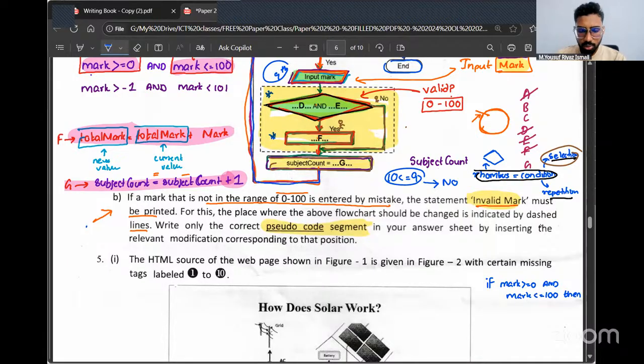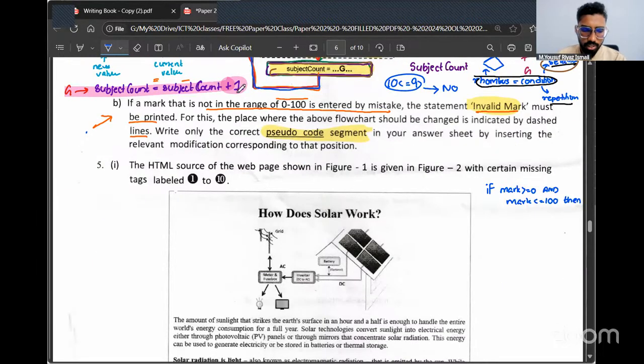There's no space, so I broke it into two lines. If marks is greater than or equal to 0 and marks is less than or equal to 100, then, for label F representing total marks, there's no space here, so I'll take it up itself.